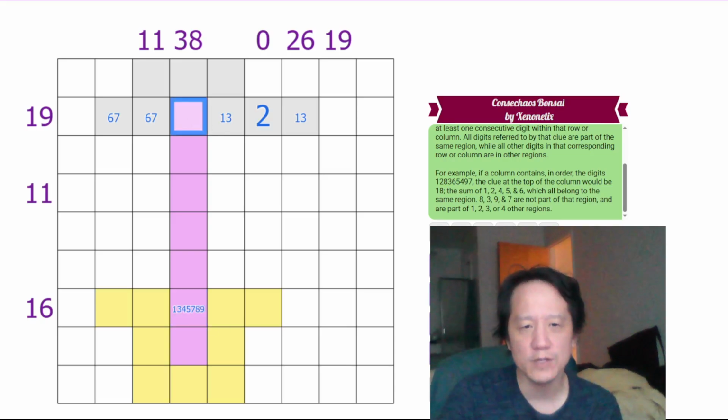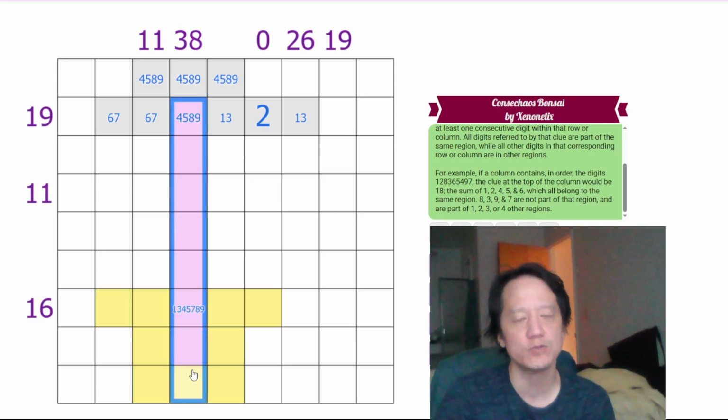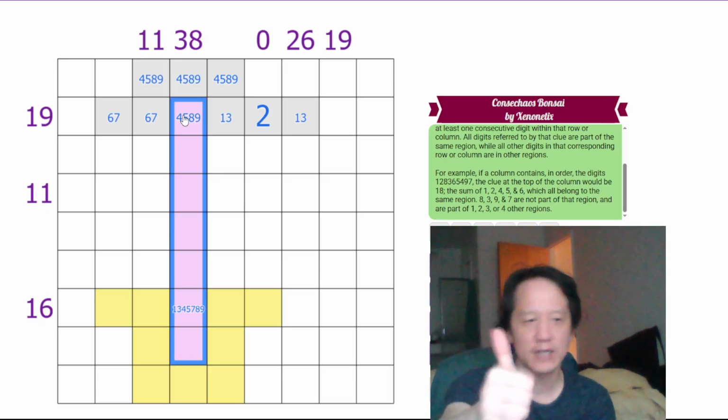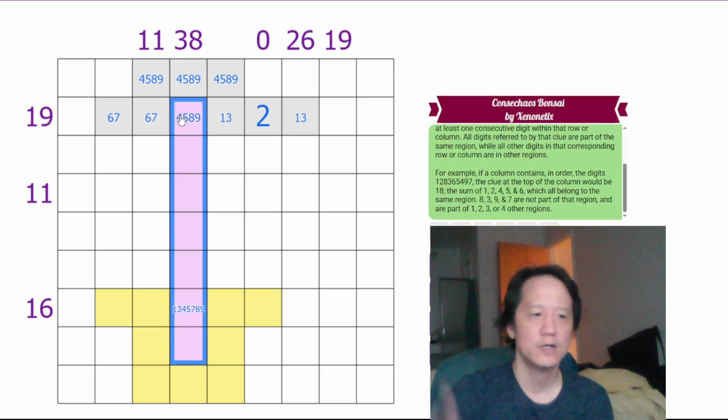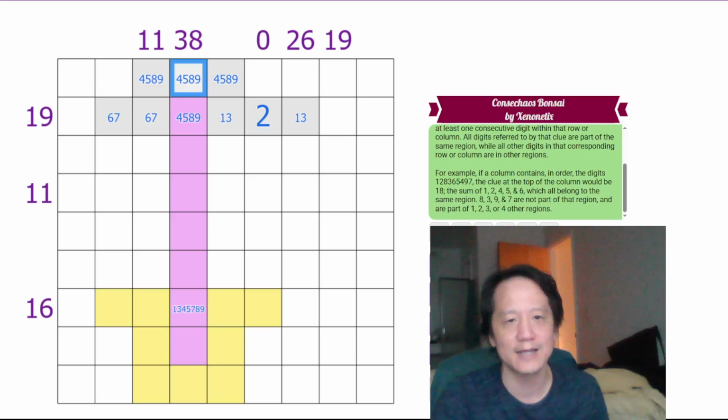This has to be 4, 5, 8, and 9. These are 4, 5, 8, and 9. But again, the only digits that are not in this region have to be either 1 6 or 3 4, because you can't have 2 5, because 1 can't be consecutive with any of those digits if that were the case. So this cannot be 5. It cannot be 8 or 9. This has to be a 4.